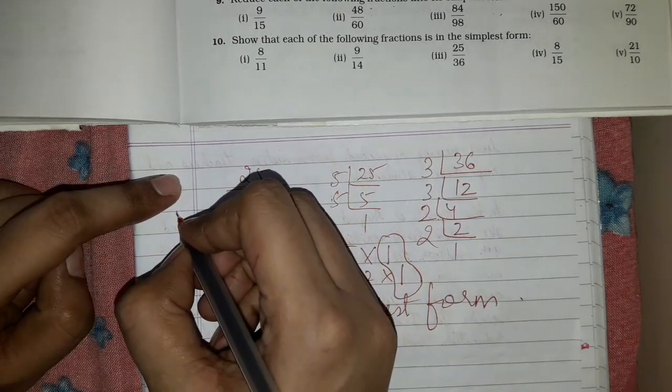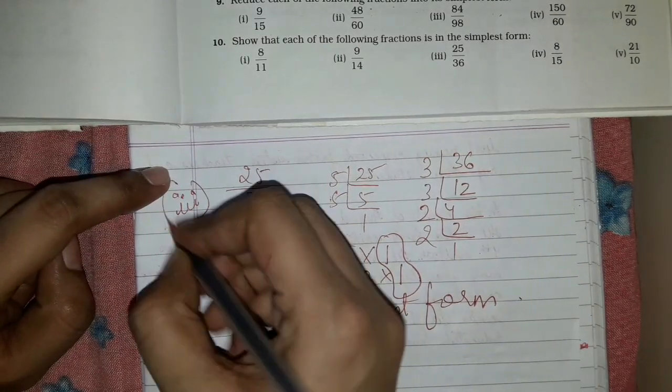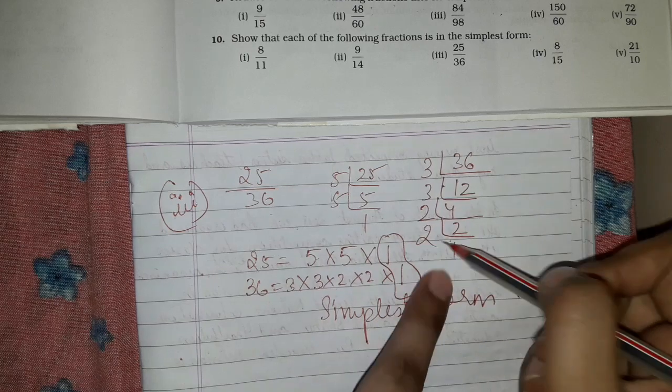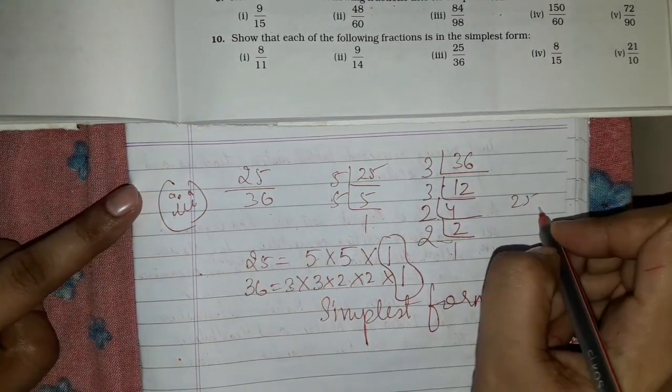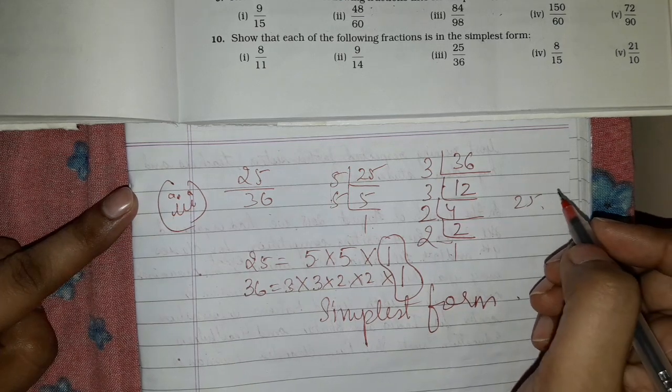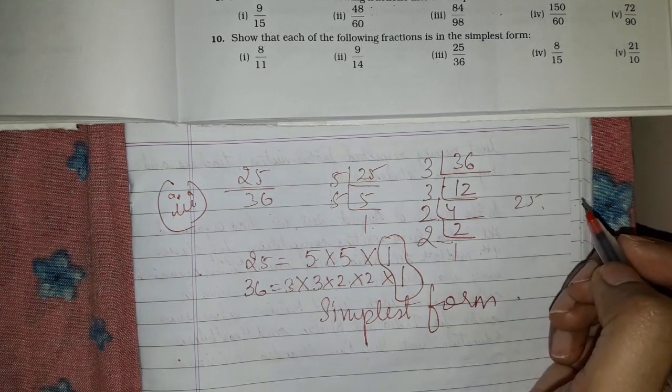So this is how you will show whether the fractions are in simplest form or not. Take out the HCF. Why is 1 considered a common factor? Because every number is a factor of itself. Every number is a factor of itself.